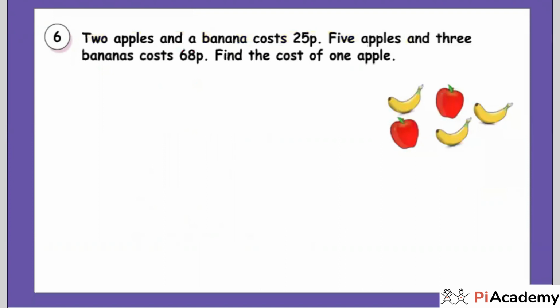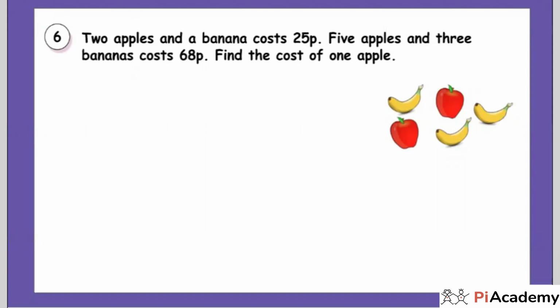Okay, here you are dealing with real life problems. Like you are buying 2 apples and one banana, and the shopkeeper is asking for, let's say, 25p, okay? And then 5 apples and 3 bananas cost, let's say, 68p, okay? So what is the cost of 1 apple? You have to figure this one out, okay?